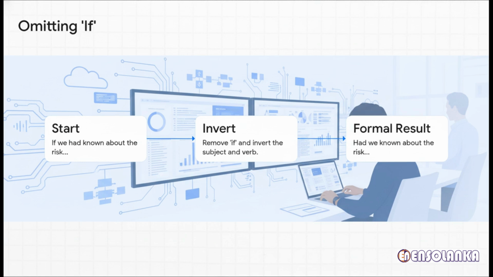You start with a normal sentence. If we had known about the risk, now just get rid of the if and flip the subject and the verb. And what do you get? A very formal, very professional sentence. Had we known about the risk.